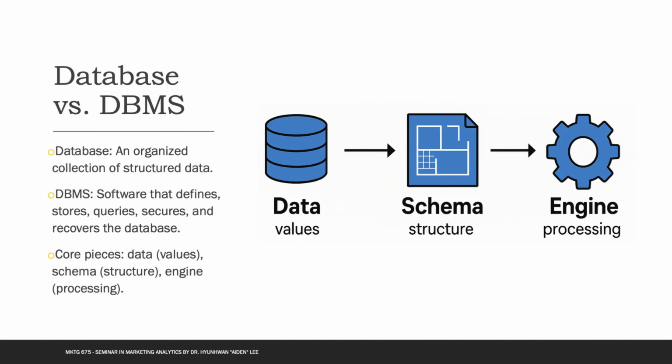SQL is the language we use to talk to the DBMS about how to organize and retrieve the database. So which one enforces a unique email rule, the database or the DBMS? The answer is the DBMS using a schema constraint. In this course, we will use DuckDB as our DBMS inside Google Colab. The tables we create inside it will be our database. Now let us move on to where SQL fits into this picture.